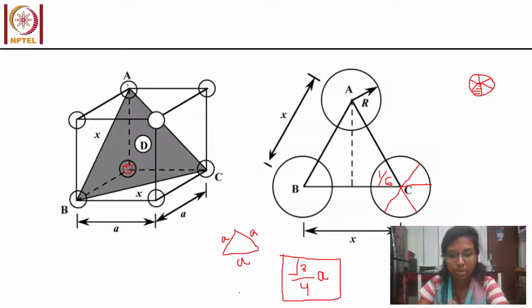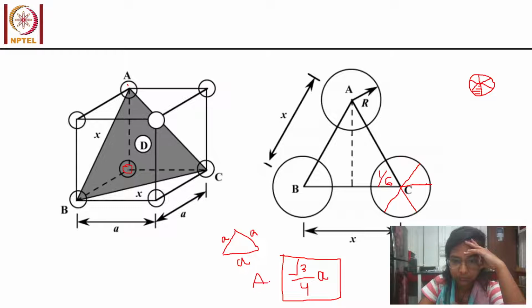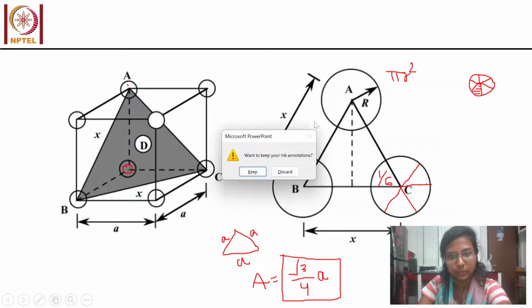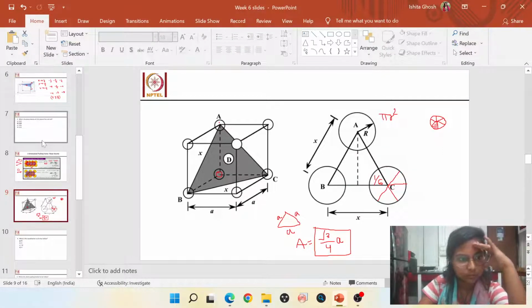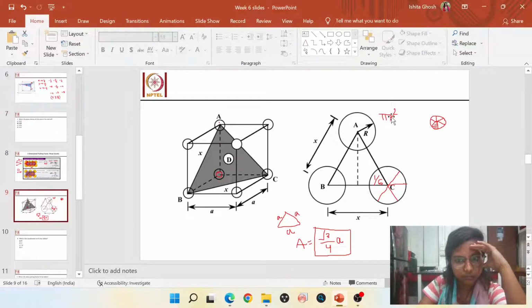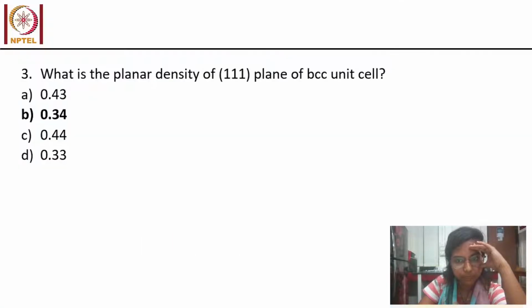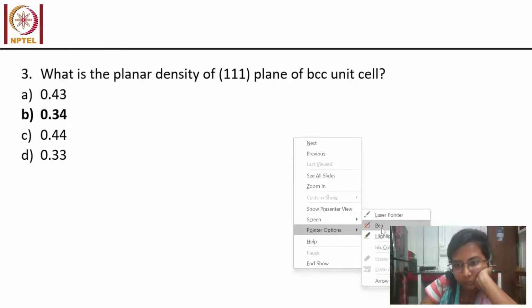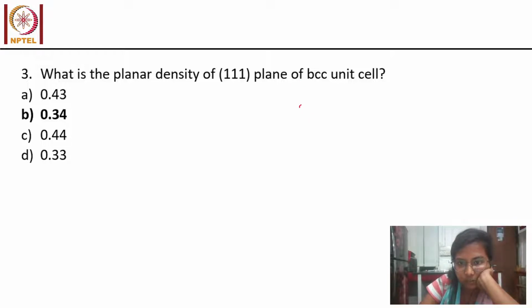Okay, so this is the area. Okay, and then 1/6 of the area of the circle. So what is the area of the circle? The area of the circle is pi r square. So now if we go to the calculation, okay, so from here we will have three atoms with 1/6 pi r square.